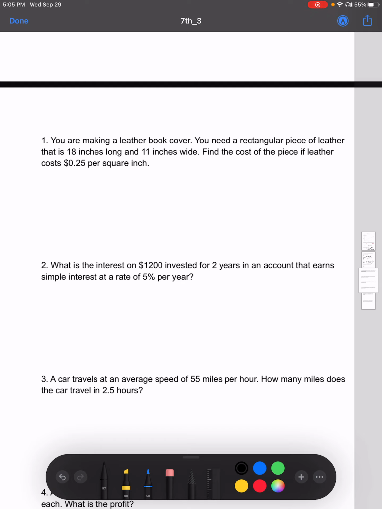Well, we're given the information that we need a rectangular piece of leather that is 18 inches long and 11 inches wide. Let's go ahead and draw that. So this is our piece of leather. It's 18 inches long and 11 inches wide. We need to find the cost of the piece of leather if each leather costs 25 cents per square inch. Square inch indicates to me that we need to find the area. Well, to do that, all we have to do is multiply the length and width of the rectangle together.